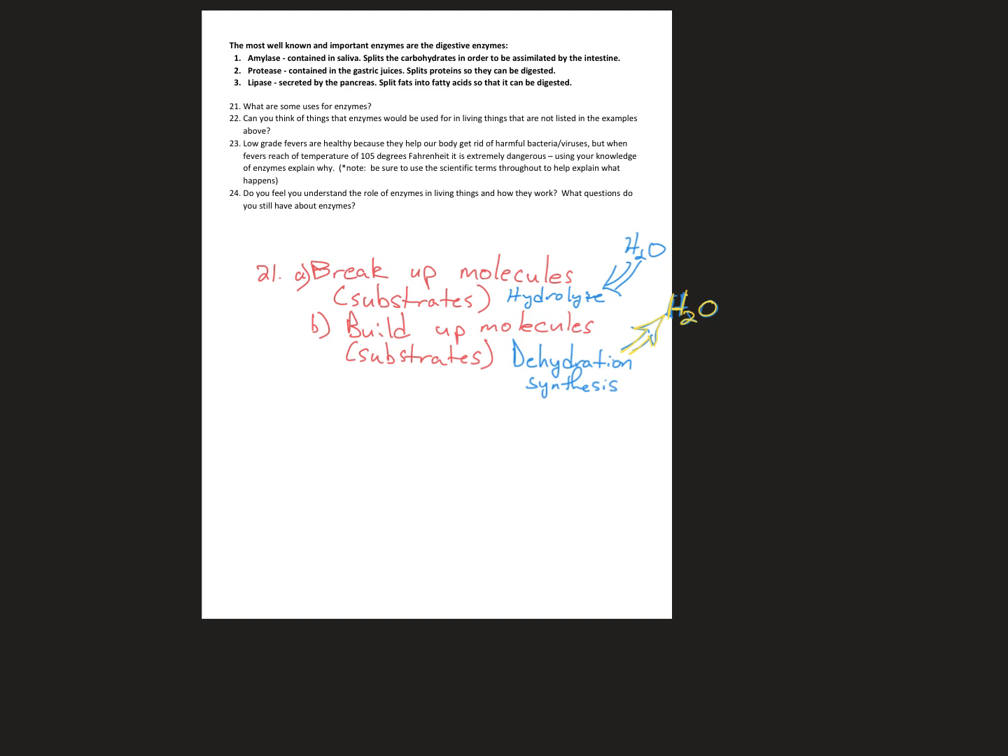Low-grade fevers are healthy because they help the body get rid of harmful bacteria and viruses. But when fevers reach a temperature of 105 Fahrenheit, it is extremely dangerous. Using the knowledge of enzymes, explain why. We've said this in class numerous times. Once you get up to 105, enzymes start to unravel. All your enzymes start to unravel because it's way beyond your normal temperature range, and none of the enzymes are designed to work at this temperature. So they lose their shape, and if they lose their shape, they can't do their function.